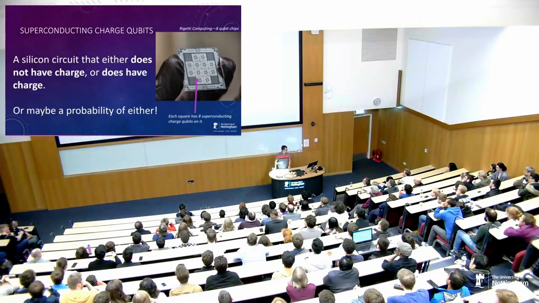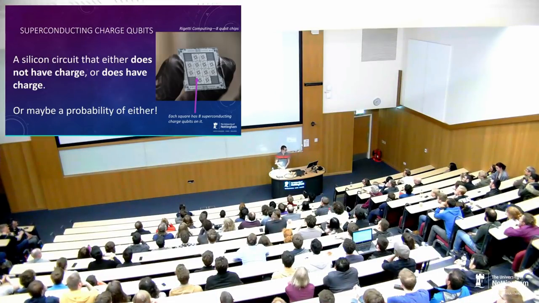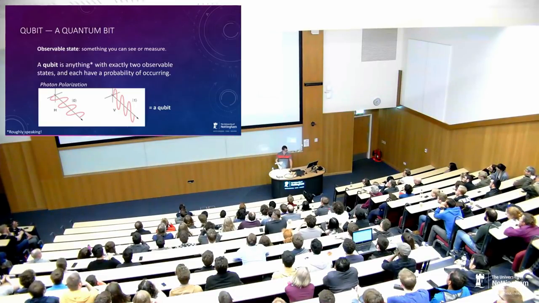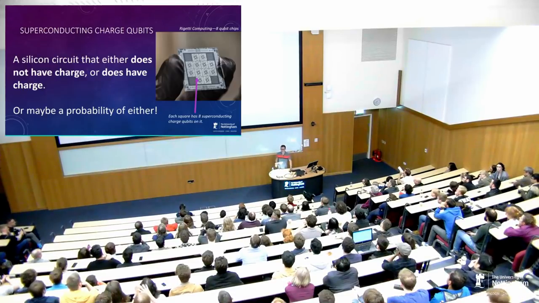There can be other types of qubits, for instance, superconducting charge qubits, as they're called. It's a really crazy name, but in the end, it follows the same abstraction of having two states and a possibility of being in either or.